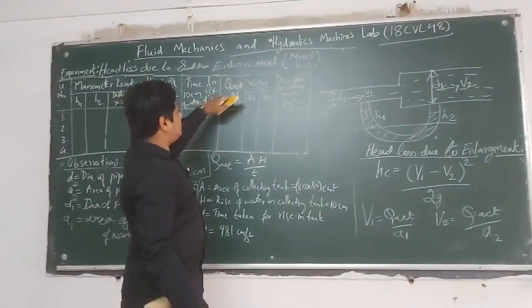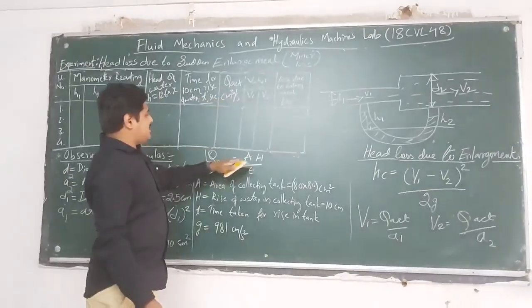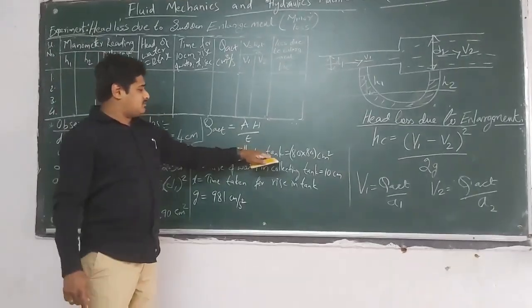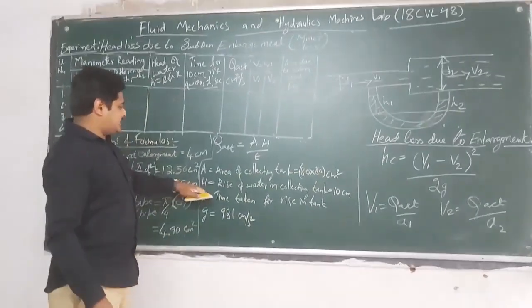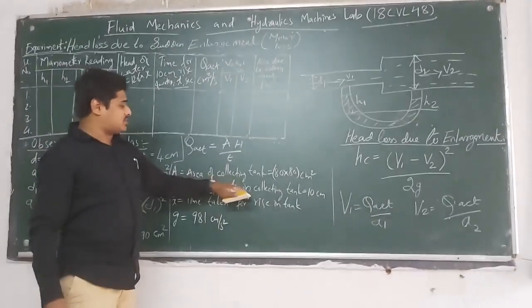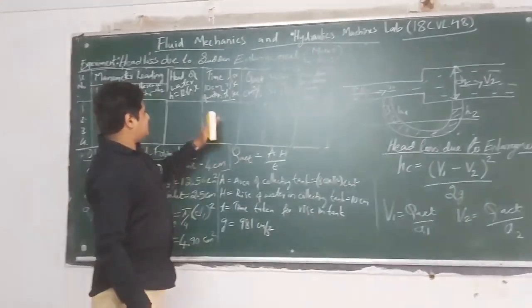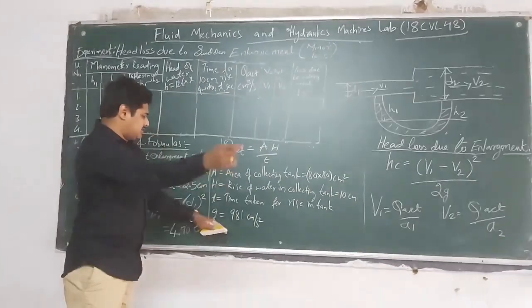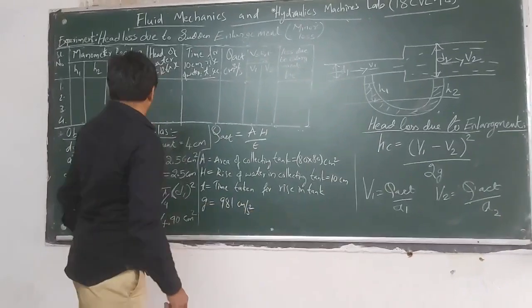Next we find Q actual. Q actual is nothing but capital A into H by small t. Capital A is the area of the collecting tank, that is 80 by 80, that is 6400 centimeter square. H is the rise of water in the collecting tank, that is 10 centimeter, and t is the time taken for this rise of 10 centimeter. And G is the gravitational acceleration, that is 981 centimeter per second square.